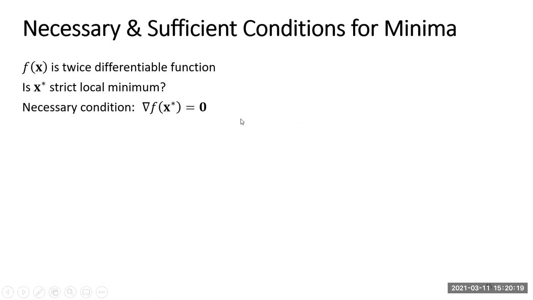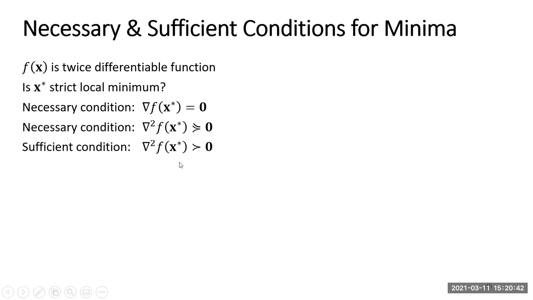That's a necessary condition for a minimum, because it could be a maximum too, or it could be a saddle point. Another necessary condition is that the second derivative must be greater than or equal to zero, or must be positive semi-definite. The Hessian at x star must be positive semi-definite. The sufficient condition is that the Hessian is positive definite.